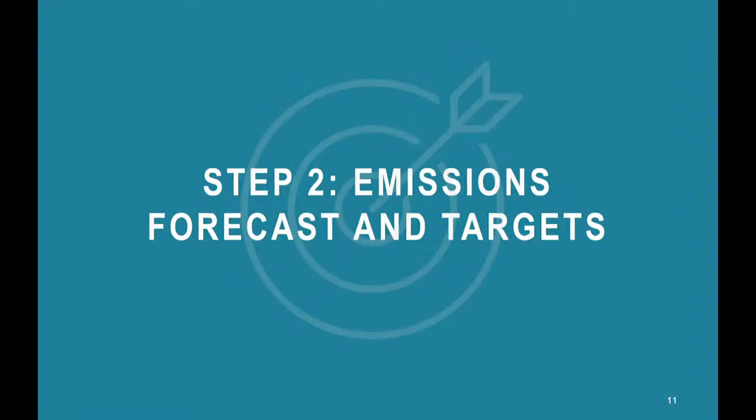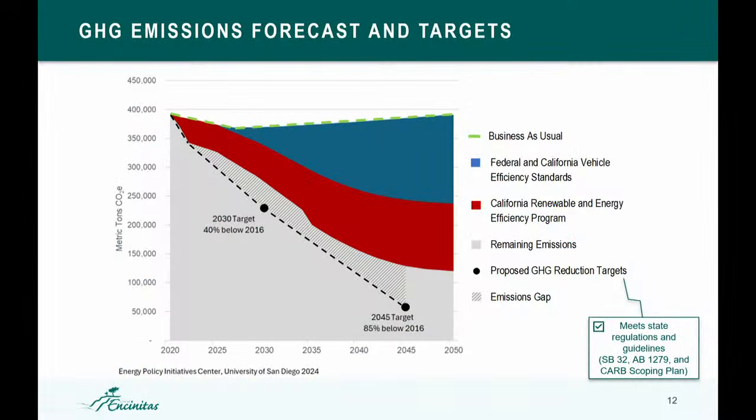The next step in the process is to identify your emissions forecast. So what is going to happen to the emissions over time, looking out into the future, or what do we expect to happen? And then how much does the city want to reduce those emissions by? What are the targets going to be? And so this chart shows the forecast between 2020 and 2050 of what we expect our emissions to be and how they might be reduced based on various state, federal, and local policy.